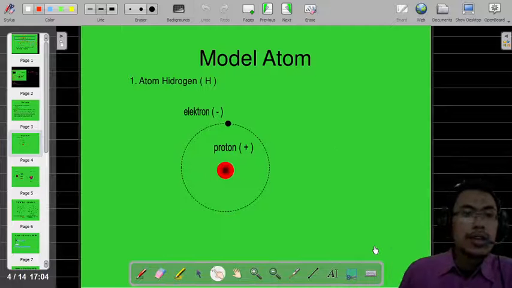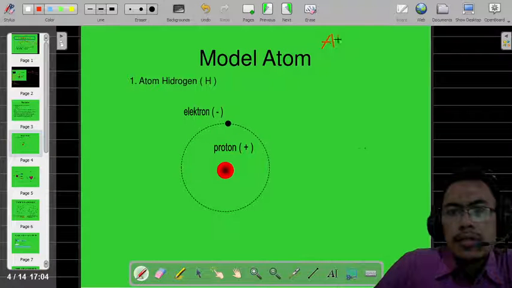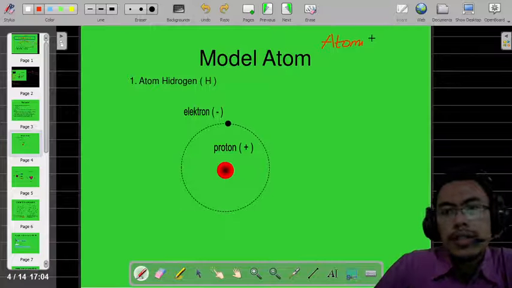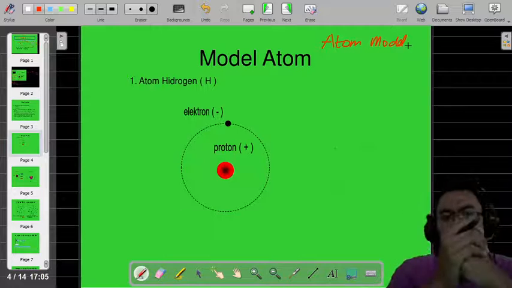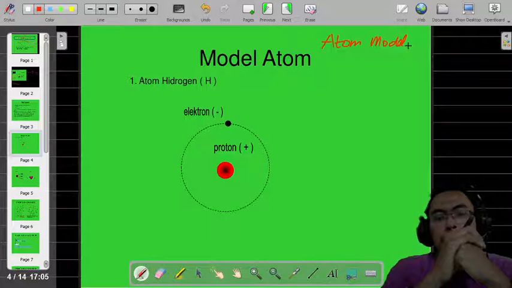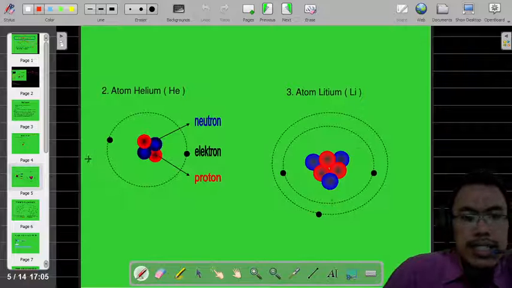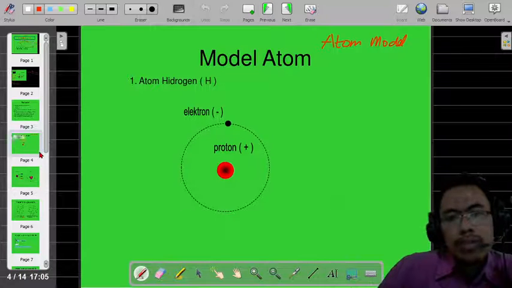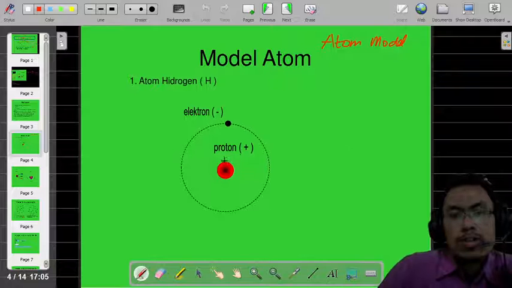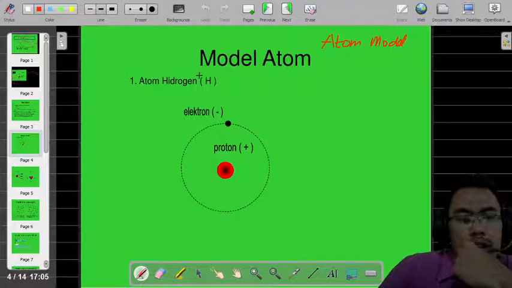So let's continue our topic today. Now we are going to talk about the atom model. Actually, this is an example of some atoms. In this video I will provide you with three atoms, and how can we know the amount of electron, proton and also neutron in some atom. Now we start from the H, or hydrogen.